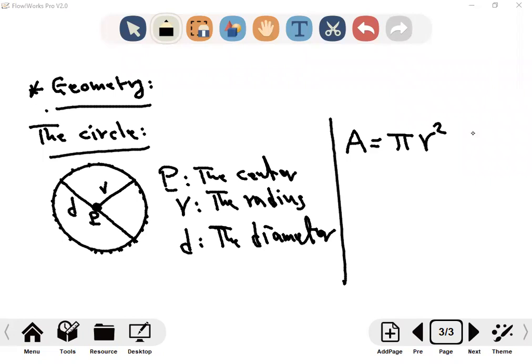Pi r to the power 2, okay? This is the area, but what's the pi? Who knows the pi? What's the pi? Do you know the pi? What's the pi? 22 over 7. So pi, it's 3.14 or 22 over 7.